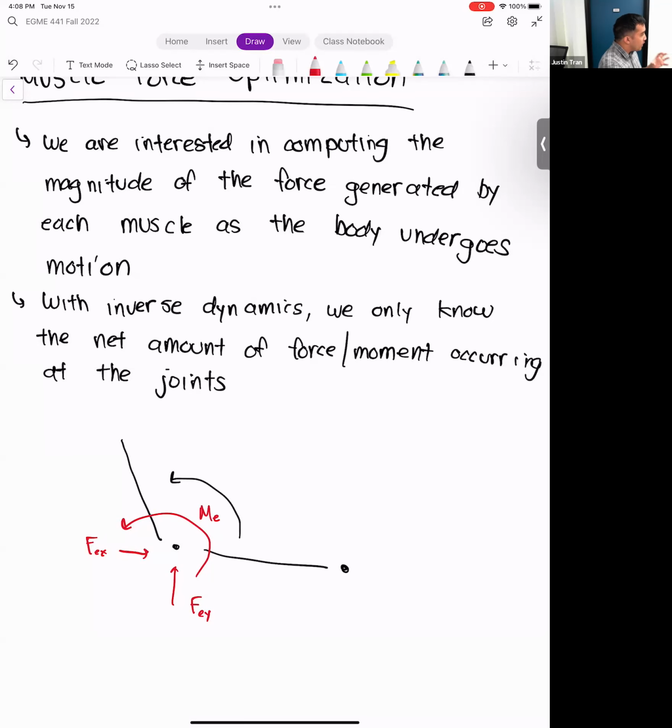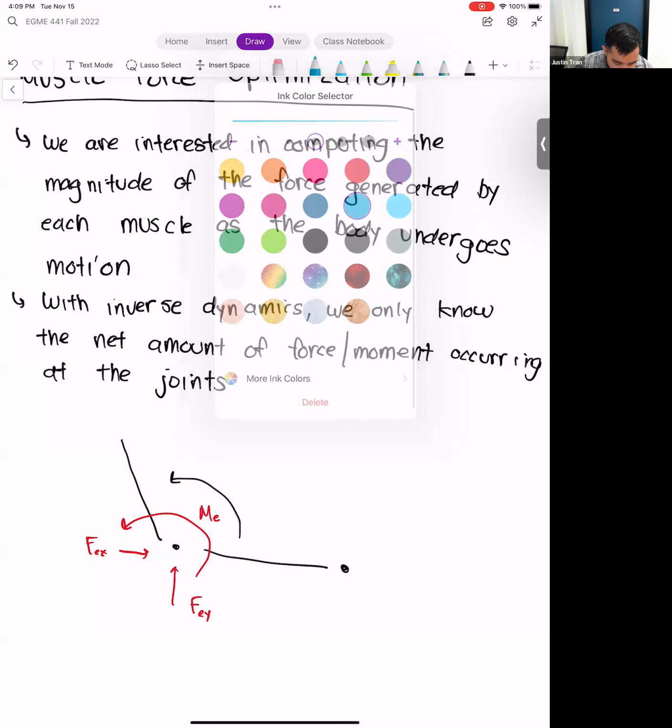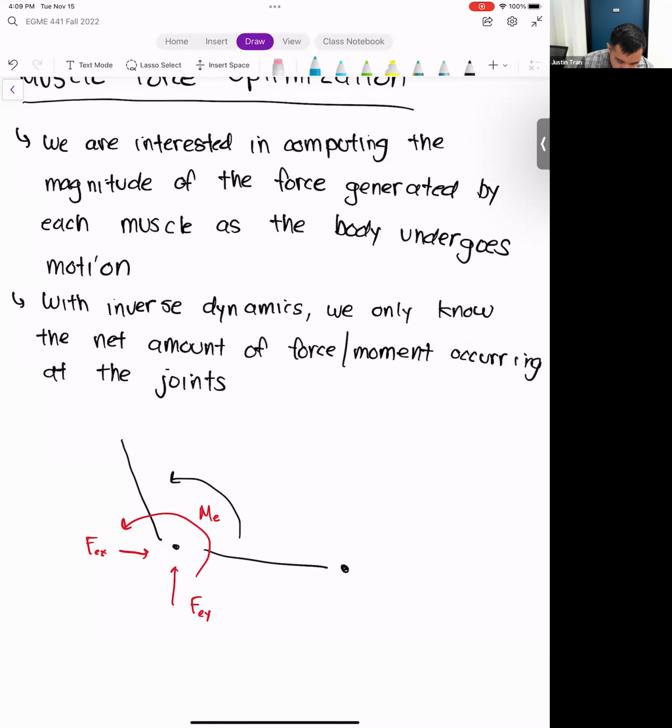Okay? But we don't know how to break that down between each individual muscle because, what we've seen multiple times, is that at the elbow joint here, we have one muscle, we might have another muscle, we have a third muscle. And so what we want to ask is how the work is broken down between the three muscles.